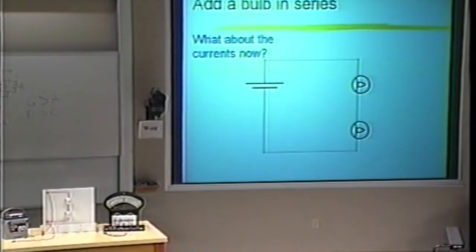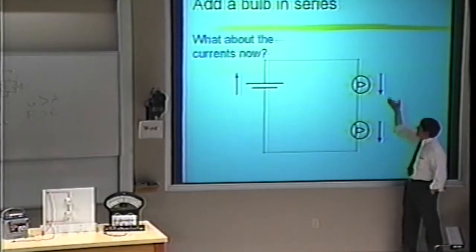Now, what about this circuit? What are the currents like now? Well, more flow, more glow. I know that these bulbs are dimmer than the last bulb, and they're the same brightness as each other, meaning that the current has to be the same. And indeed, the current through the battery is the same as the current through any one of the bulbs, because this is not a different current than that.